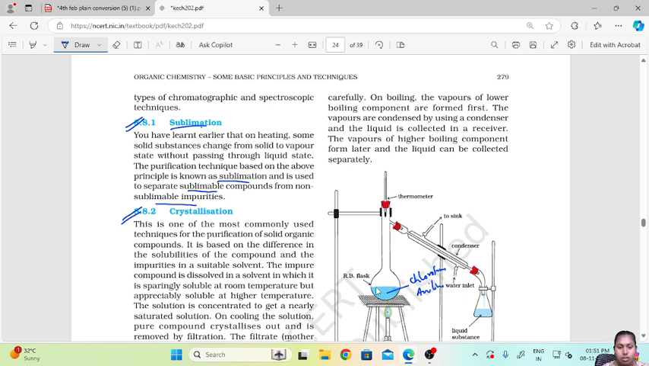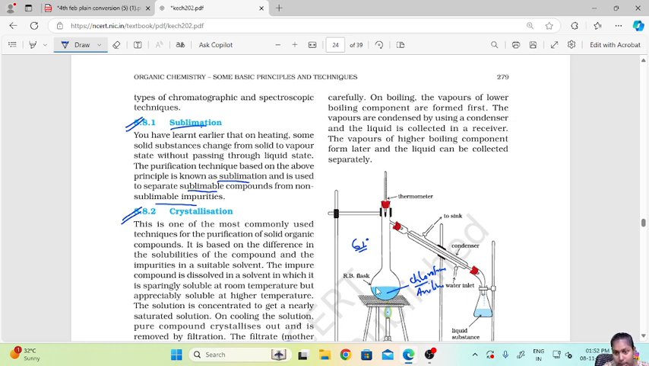Now when the temperature is at 61 degrees centigrade, your chloroform will start converting into vapors. Now on boiling, the vapors of the lower boiling component are formed first. So here the vapors of the lower boiling component, that is your chloroform, boil at 61 degrees centigrade. Now the vapors of chloroform will start forming. Once those vapors are formed, they are collected into this small tube and this tube is called a condenser.